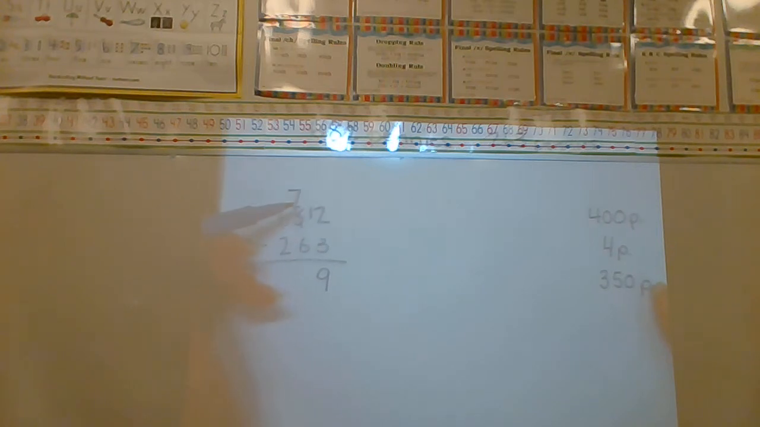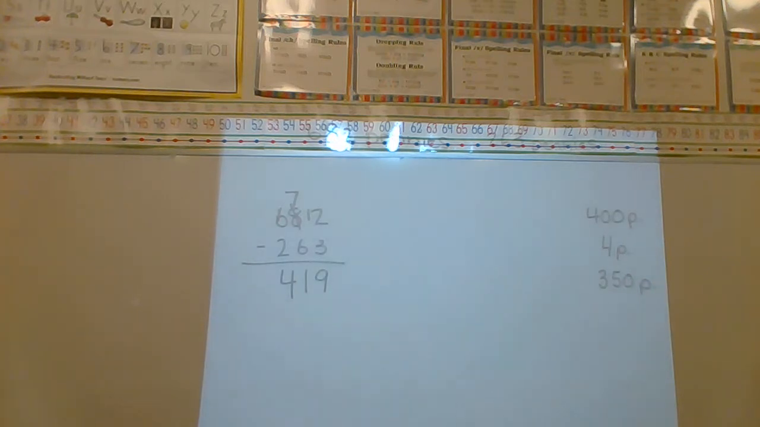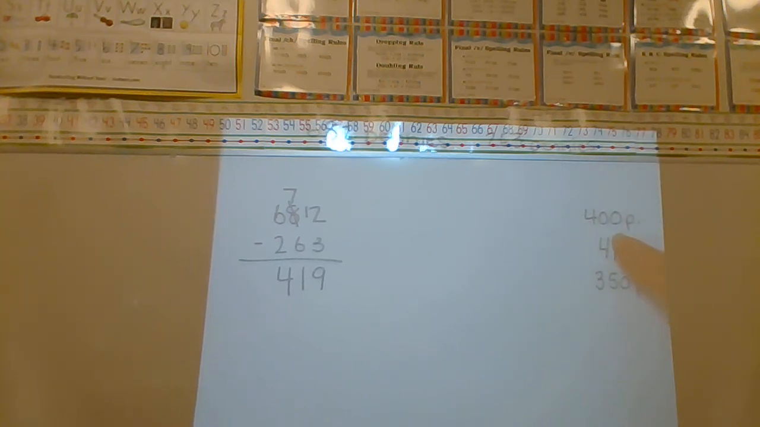Let's look at this column. What's 7 minus 6? 1. And what's 6 minus 2? 4. So, did we have any good estimates? That's right. If you said that we would have about 400, you were exactly right. At least in your estimate, that's pretty close. So we would have 419 pennies left over. That's right.